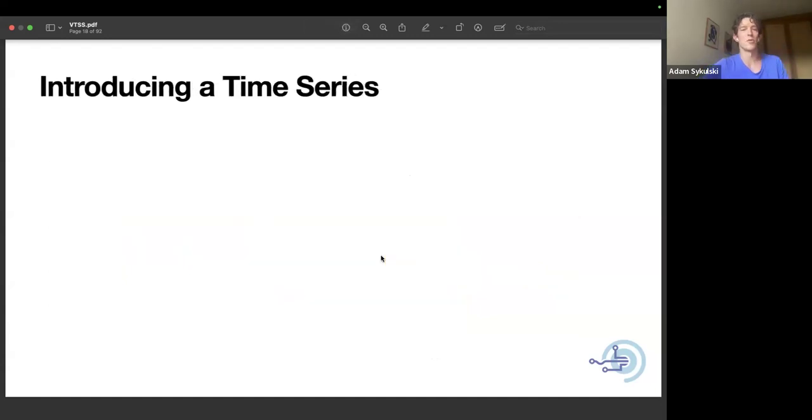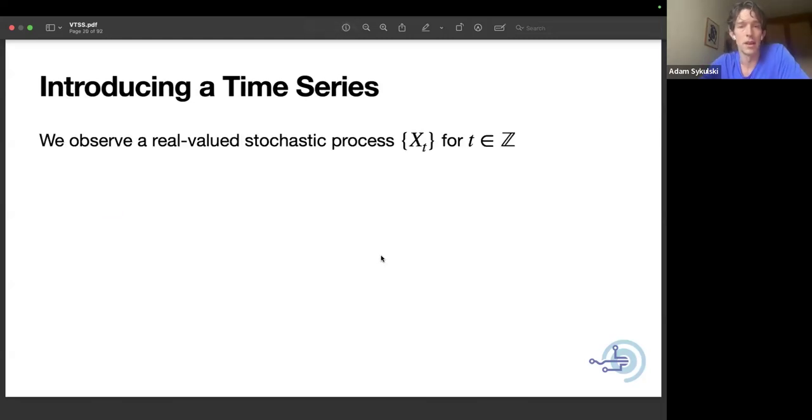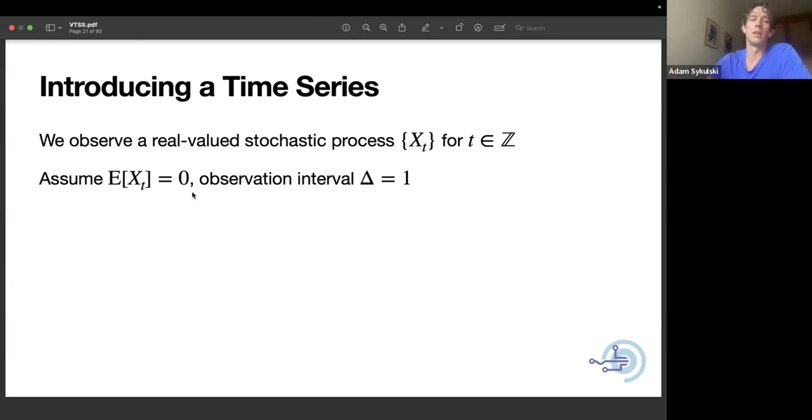So just to lay out some formal notation to introduce a time series, we're going to observe a real valued stochastic process. For this talk, I'm going to make t just be an integer corresponding to our observation, and we're going to assume a 0 mean and an observation interval of delta equals 1, just for simplicity, but without loss of generality.